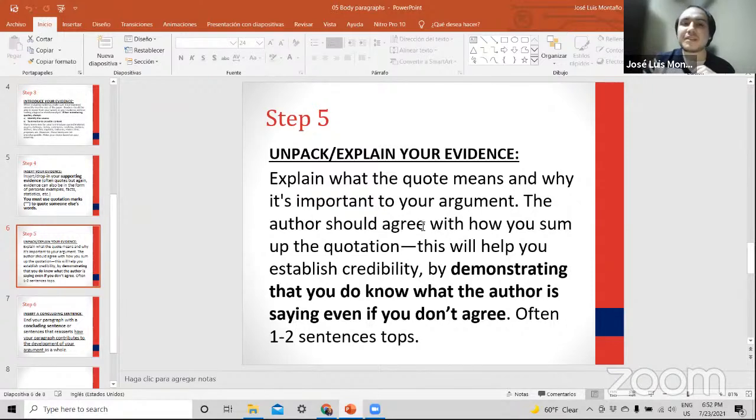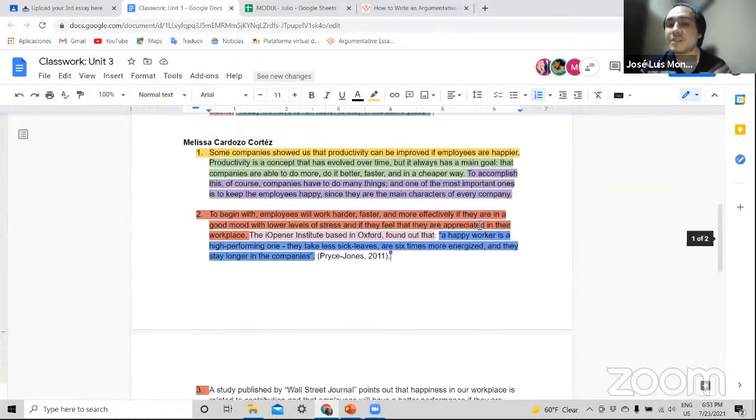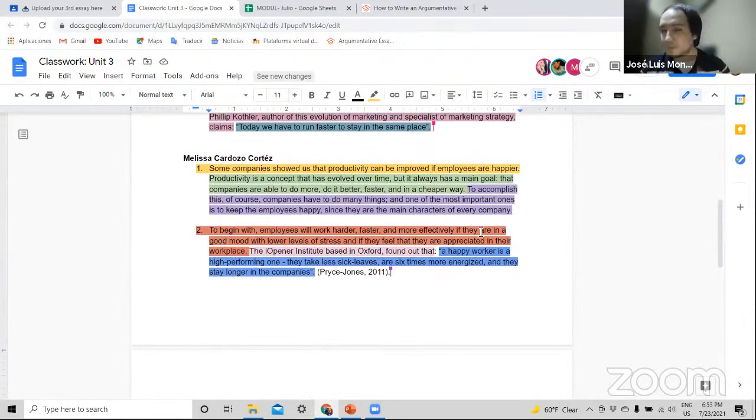Okay, don't worry. So here is the part in which you're going to paraphrase. Again, it says, often 1 to 2 sentences tops. It means that that's more than enough. 1 sentence is enough, but usually you have 2 sentences explaining your evidence. All right, so just to give you examples of what you're going to do, please, you have to do this at home because this is part of your essay that you're going to be presenting on Monday if you want, okay?